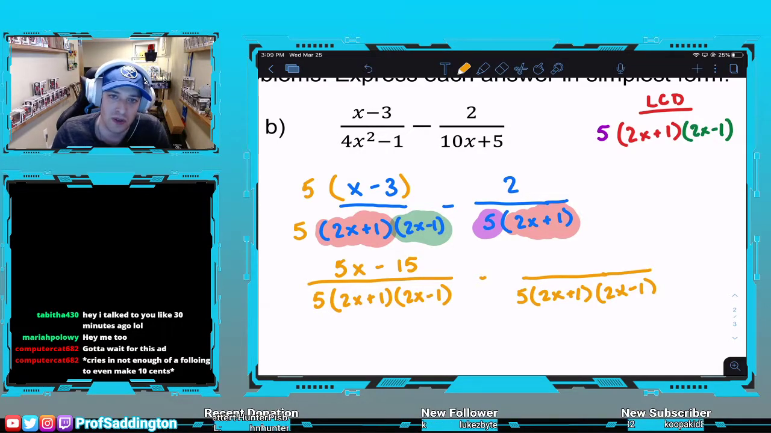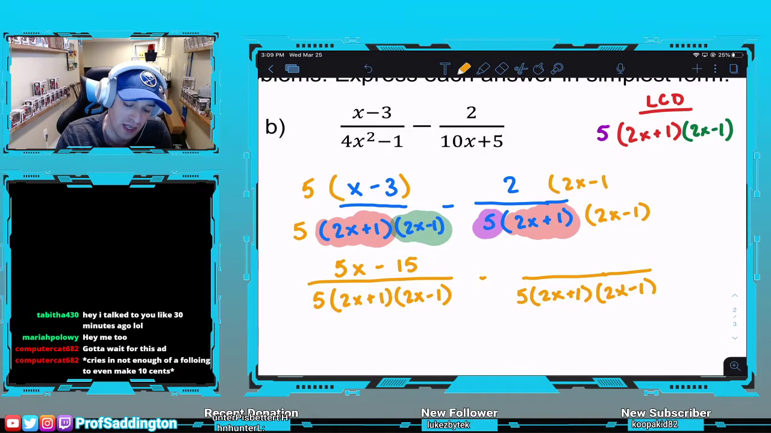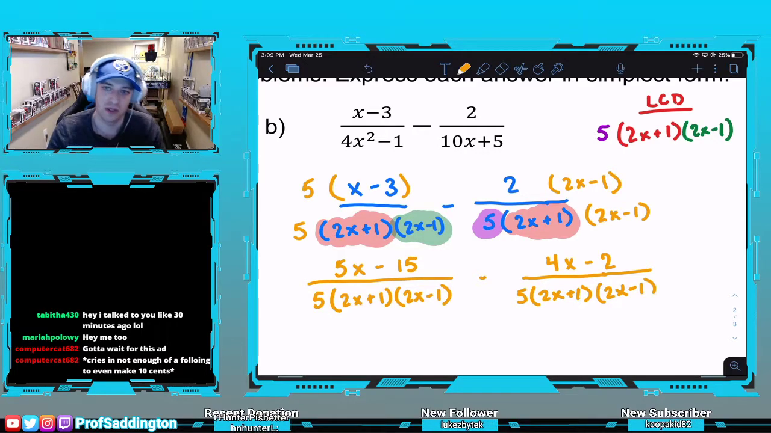And now when I go to do the second fraction, it looks like I have the 5 and the 2x plus 1. So this one over here was missing a 2x minus 1. So whatever we do to the bottom, we got to do to the top. And again, we're going to distribute this. I'm not going to show it in this step. So we're going to distribute that too, and we're going to have 4x minus 2.